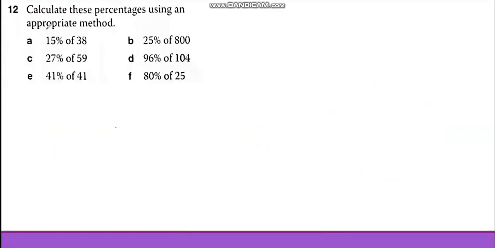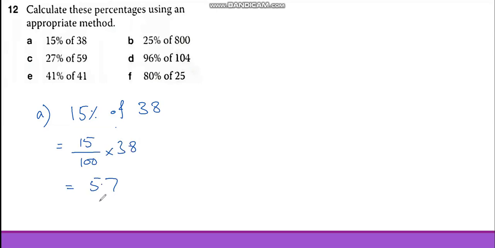In question number 12, they want us to calculate the percentages using the appropriate method. So in A part, they want us to find 15% of 38. Definitely the method will be 15 out of 100 times 38. So we can use the calculator here. That is 5.7. Similarly, you can do the remaining parts by using calculator. I'm leaving these parts for you. Let's proceed to next question.